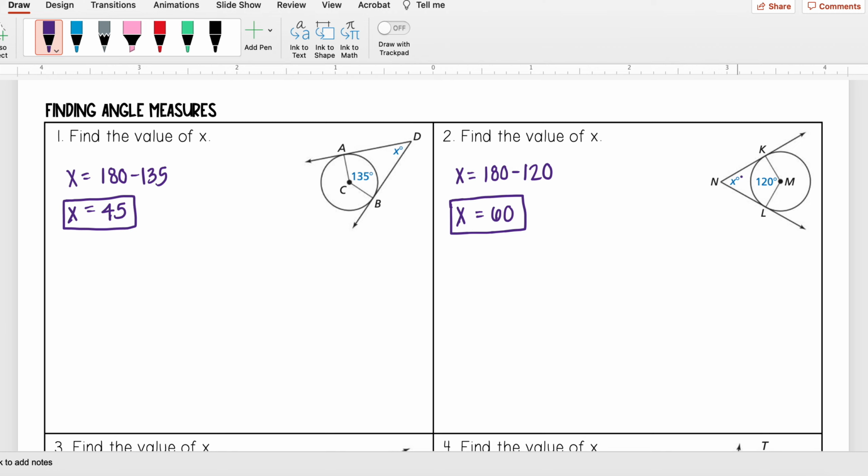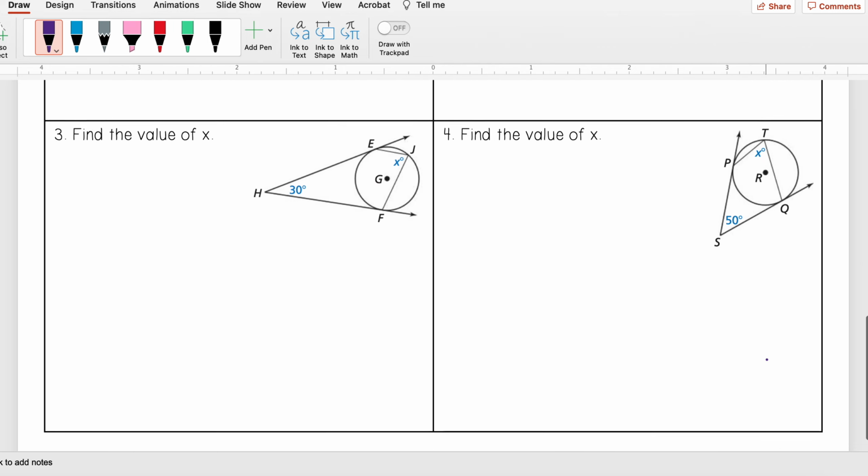Now, if this were flip-flopped, let's say I had this circumscribed angle here, and I was actually given this 60 and I wanted to find x. You would still go through that same process. X would still equal 180 minus 60 to get the 120.